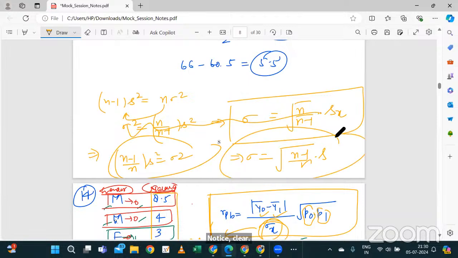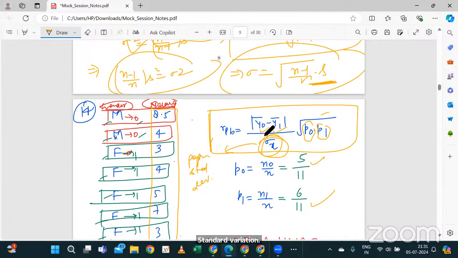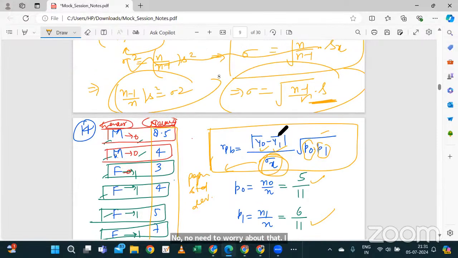Sir, I have one thing to ask here. When we use this for the biserial correlation, we will just replace this for the population standard deviation. Don't confuse with this. Simply use the population standard deviation. That's all. No need to worry about that. I told you that you can replace it if you are interested, but just go with it, it's a very simple formula. Just divide by the population standard deviation.